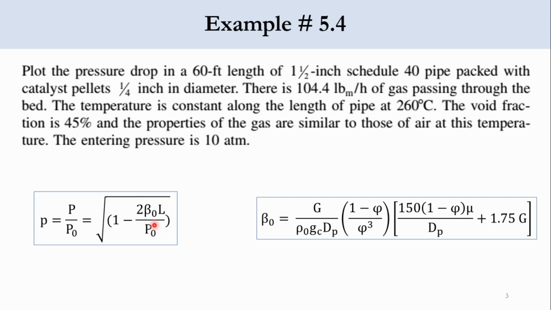Now we will be using these two equations in our process. This equation, P small p, is equal to P over P naught. That is the pressure ratio. P naught is the inlet pressure, P is the outlet pressure. If there is a difference between these two pressures, it means there is a pressure drop in the system. And that is equal to the square root of 1 minus 2 beta naught L over P naught. And that beta naught is calculated with this expression. So we will see what parameters are given to us and what parameters we need to find out.